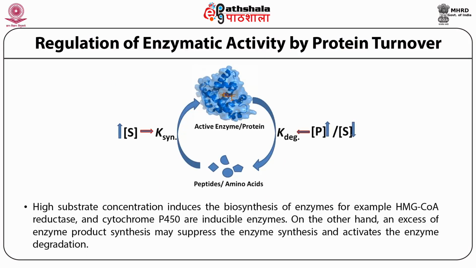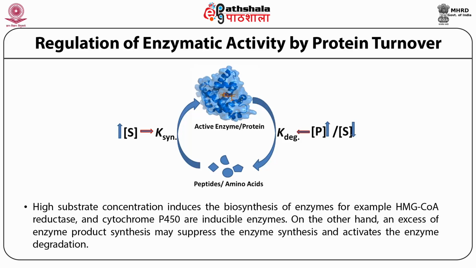So we will talk about regulation of enzyme activity by protein turnover in this section. Many a times in cells, the substrate concentration goes very high. What does it indicate? If the substrate concentration is very high, that means the reaction is not occurring. So the cell has a cell signaling and regulatory mechanism in such a way that these substrate molecules can induce the expression of their target proteins.